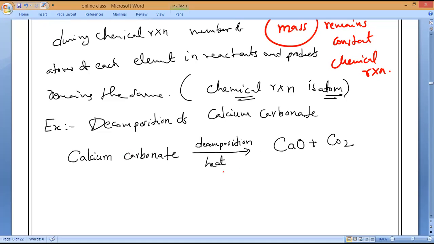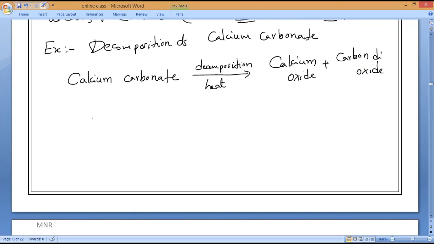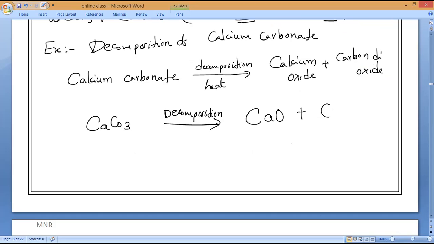Now you want to write the calcium carbonate equation. First we write the word form, later I will write the symbol form. We will get calcium oxide plus carbon dioxide. Now write the symbolic equation. What is the calcium carbonate formula, everybody? CaCO3. If I heat it, decomposition will take place and it will give you calcium oxide plus carbon dioxide. So that is what you have to remember.